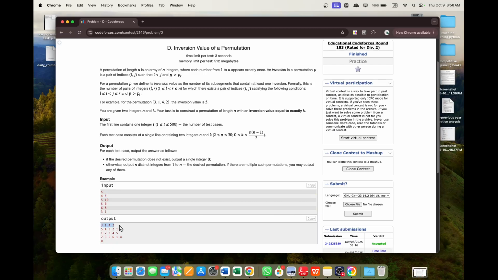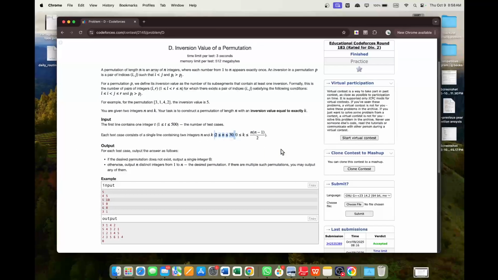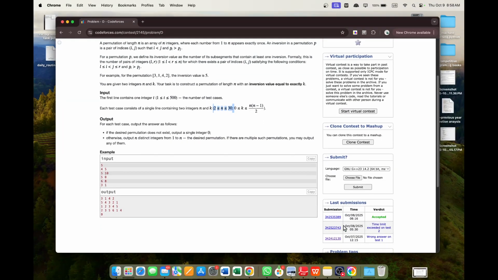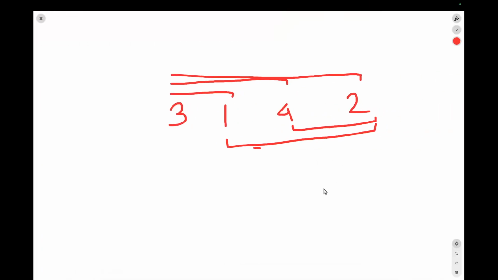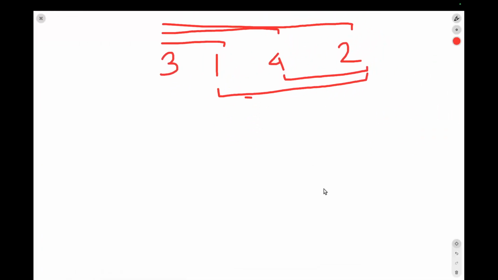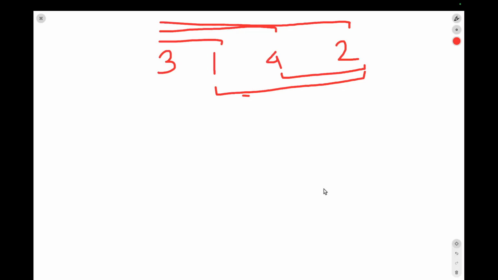Okay, so how can we actually do that? Here you can see one constraint, that n is less than or equal to 30. That means we can actually run a loop of O of n to the power 4 or more. One thing to notice is that you are given the number of such subarrays where the condition holds.